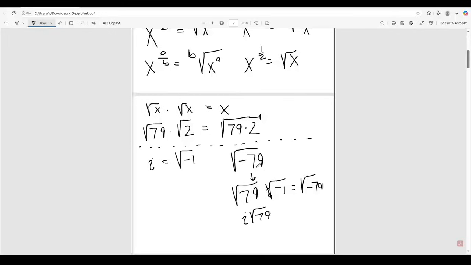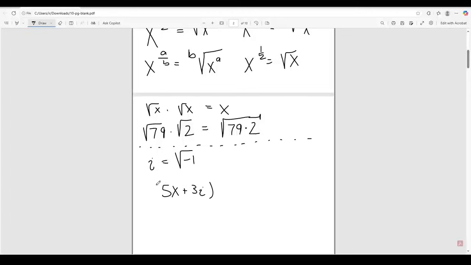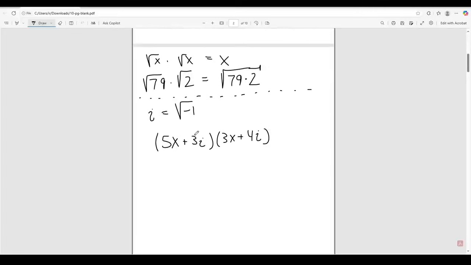So a lot of the time the Regents will ask you to deal with i, and specifically, simplifying terms that have i in them. So for example, a question could ask you to simplify 5x plus 3i times 3x plus 4i. And you'll just treat these like a normal algebra problem, right? So you'll multiply this term by this term. You'll get 15x squared plus 20xi, okay, plus 9xi plus 12i squared. Now, generally, when you have i on its own like this, you leave it alone, right?